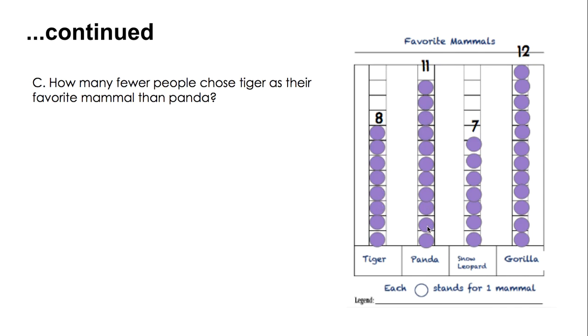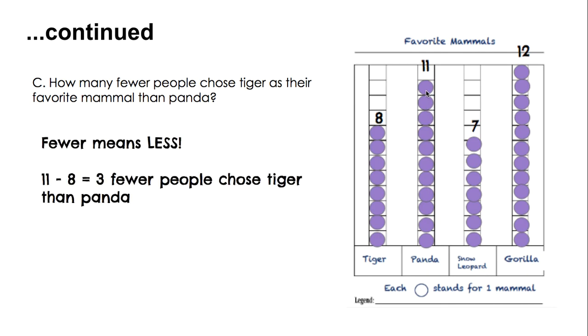Now, as I mentioned before, there's two ways to go about this. You can see the difference, right? You can actually see it in a picture graph. That's why they're so useful. You can see that up to this line is 8. So any extra purple dots above that line must mean the extra people who chose the other thing. So the people that chose panda, there are 3 extra circles. You might also just know, as a quick fast fact, 11 minus 8 equals 3. Again, adding that label, 3 fewer people chose tiger than panda.